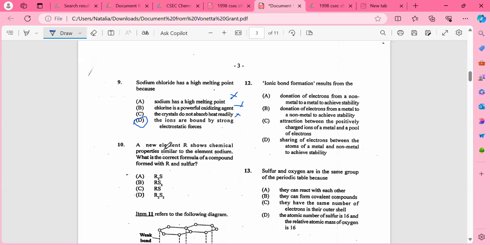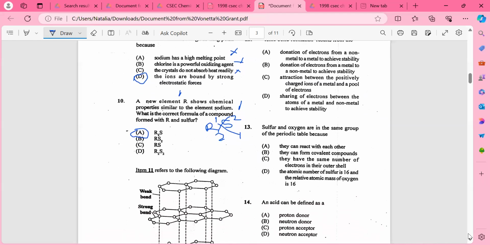New element R shows chemical properties similar to the element sodium. Sodium is in group 1. So that means R has 1 valence electron. So R and sulfur: the valency of R is 1. Sulfur is in group 6, so its valency is 2. When we swap the valency, it becomes R2S1. So the formula of the compound is A.